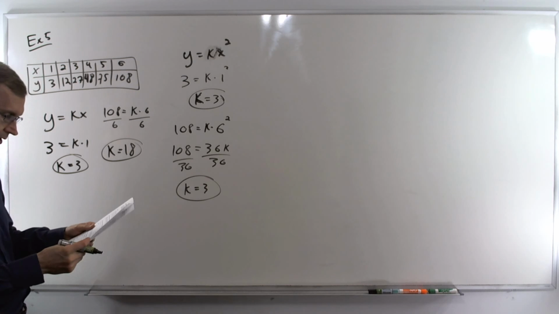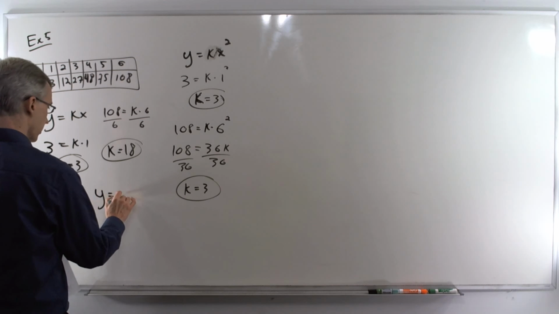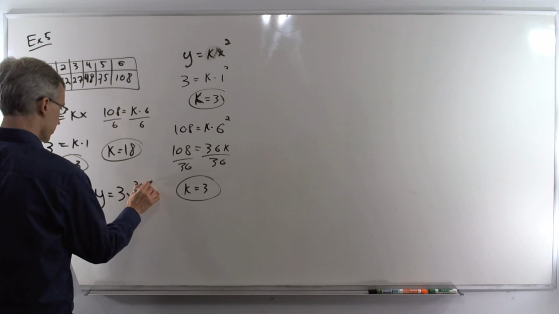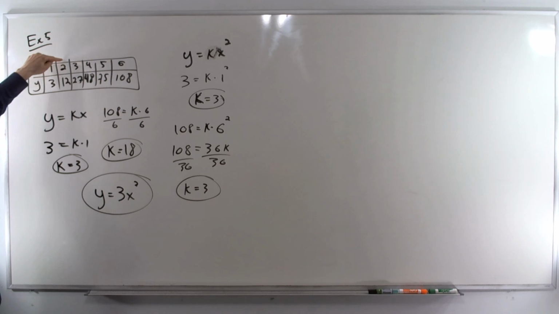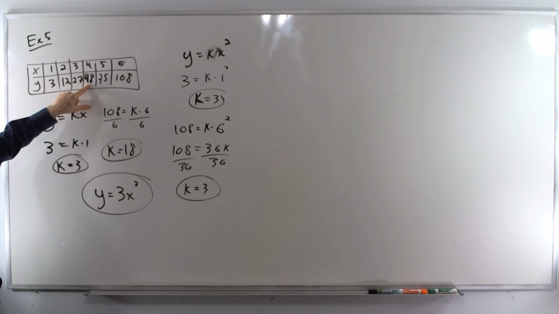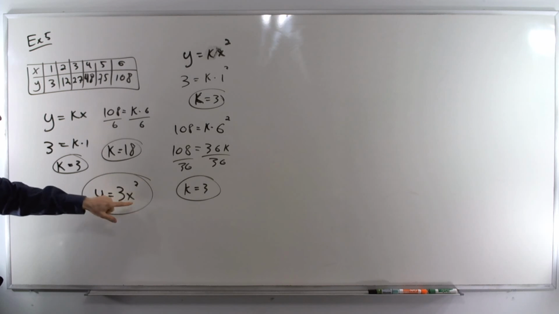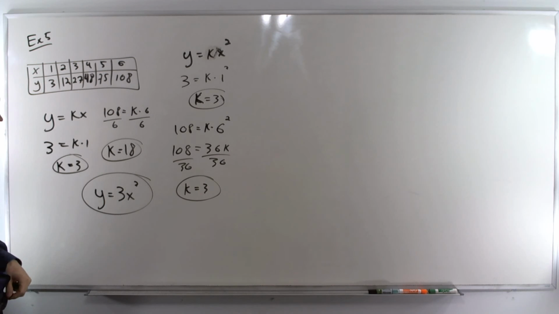So now we found the correct model. And the correct model is y equals 3x squared. And with this equation, no matter what x value we plug in, we're going to get the y value out. If I plug in 4 here, I get 16. 16 times 3 is 48. So it works with every piece of data in there. And we found the model.